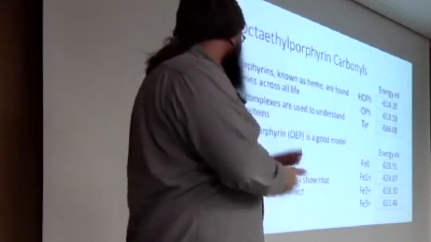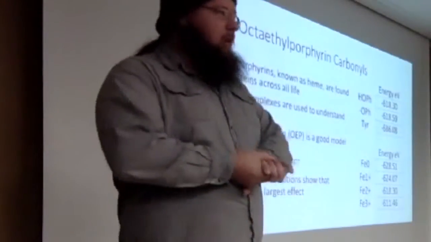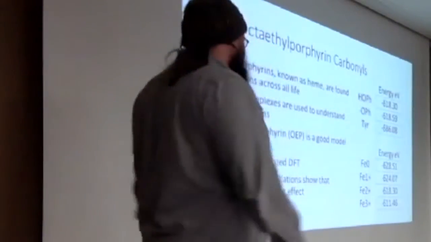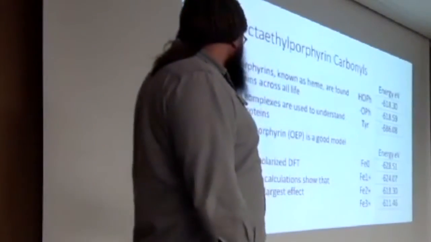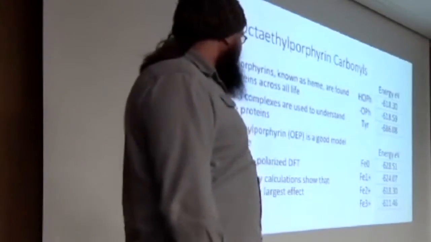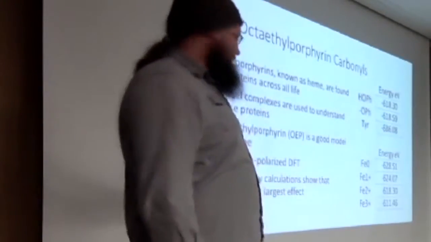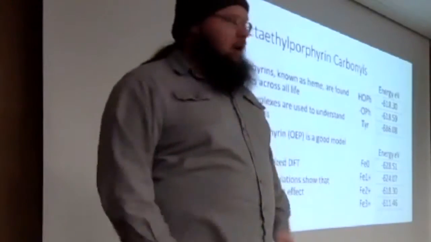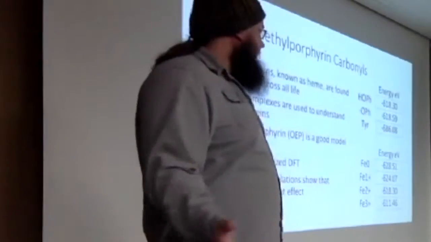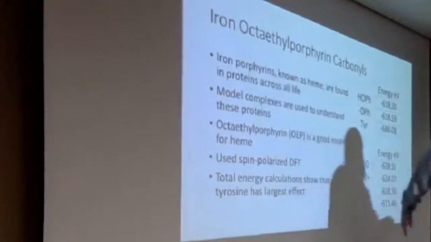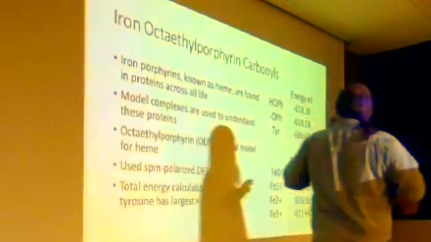And in this study, I used spin polarized DFT because, as you can see on the side here, I had some that weren't singlets. I had some doublets as well. And just for the total energy calculations, you can see that by adding the tyrosine to it, it had the greatest effect on the electronics out of any of the other substituents.